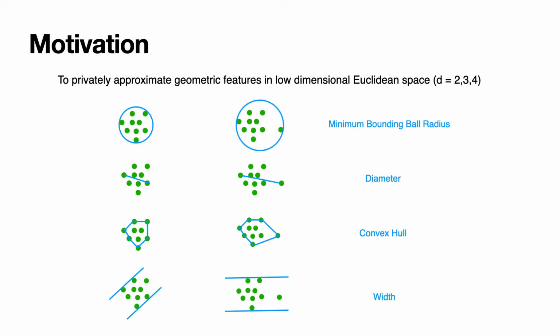So our motivation is to find a geometric notion which is more robust, in the sense that it does not change drastically with the addition or removal of a single datum. And we also want to approximate those geometric notions privately.